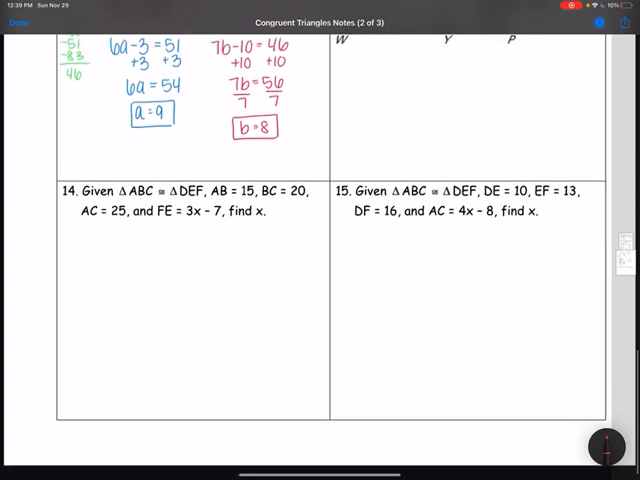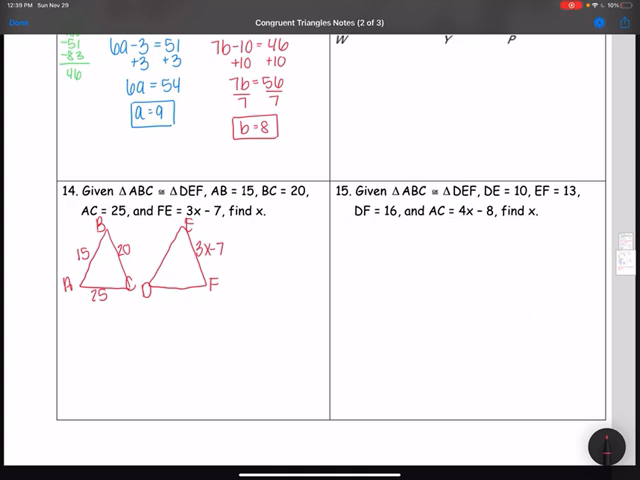All right, we'll do one more and we'll look at number 14. Now, with number 14, they are telling us that 2 triangles are equal to each other. There is no picture, so it may be helpful to go ahead and just draw one to start. So they're talking about 2 congruent triangles. We have A, B, C, and then I have to mark the next one in the same order, D, E, F. All right, now it tells us that AB is 15, BC is 20, AC is 25, and FE is 3x minus 7.